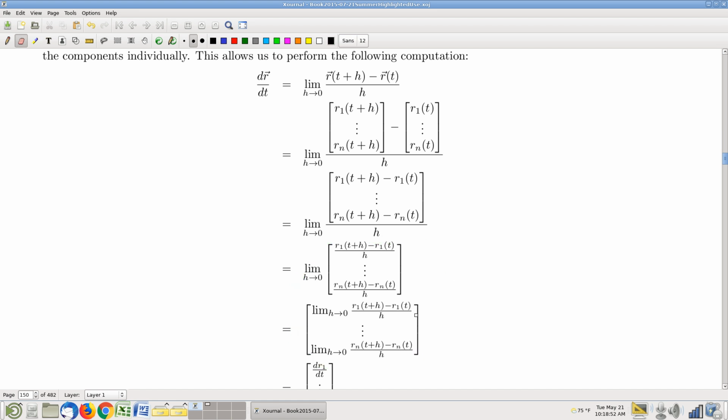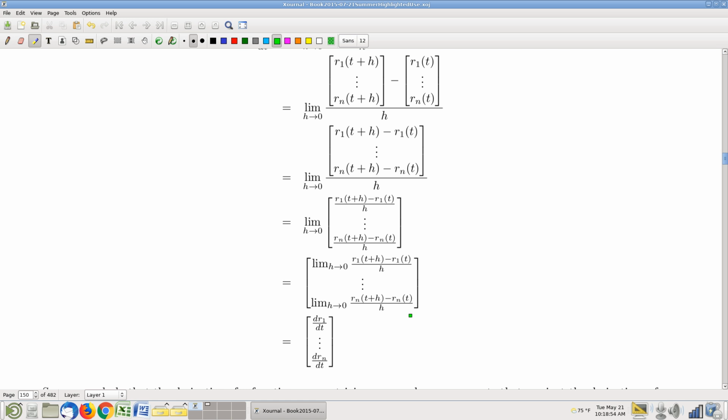And hey, good news. Well, we now recognize a bunch of these expressions, like this expression right here. R1 of t plus h minus R1 of t all over h. Take a limit as h approaches 0. That's exactly, not reminiscent of, not approximately, this is exactly the definition of the single variable derivative of that first component function R1. So it's just literally the derivative. Yeah. Okay.